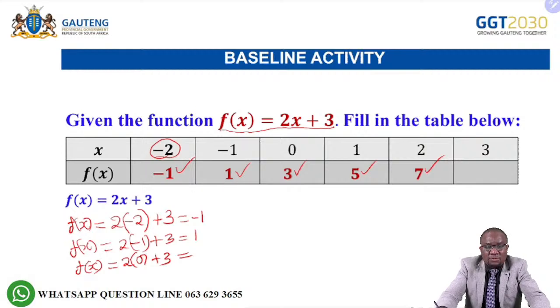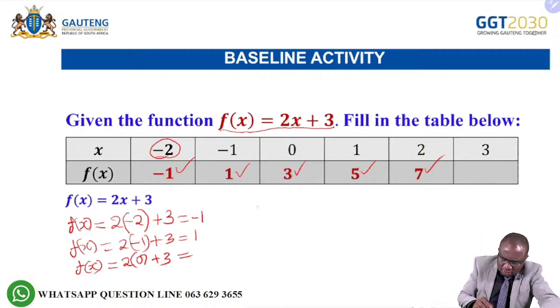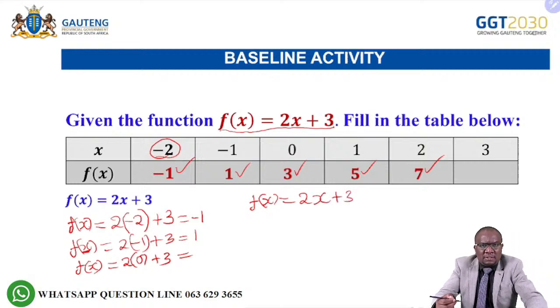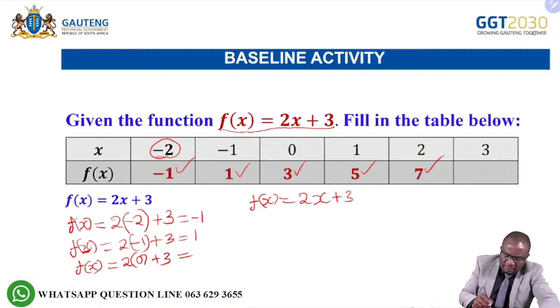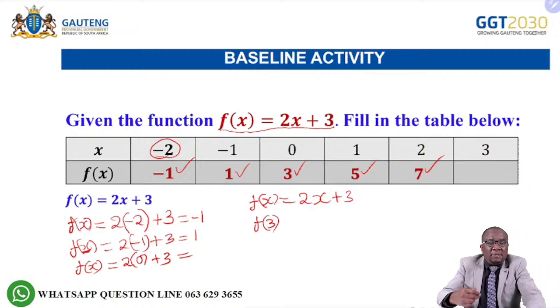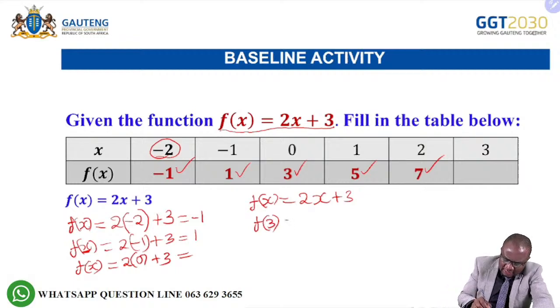And then the last one, let me do the last one. Actually, I've done something wrong here. If I'm substituting, f of x is equal to 2x plus 3. Now, if I'm substituting 3 where there's x, I put 3. So it becomes f of 3. Okay, f of 3. You see that? We have replaced x with 3. And then it becomes 2 times 3 and then plus 3.